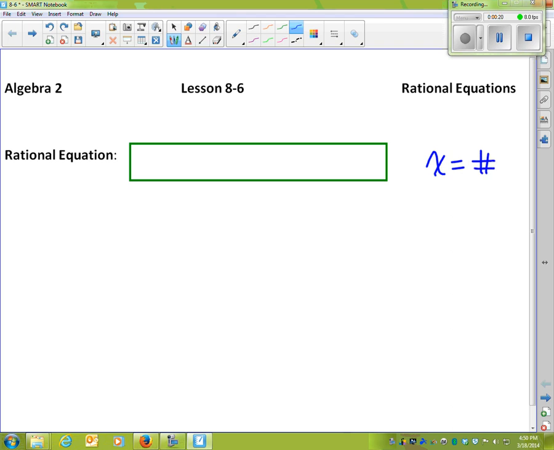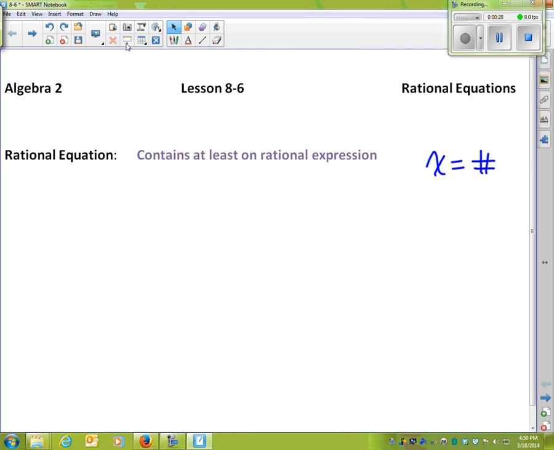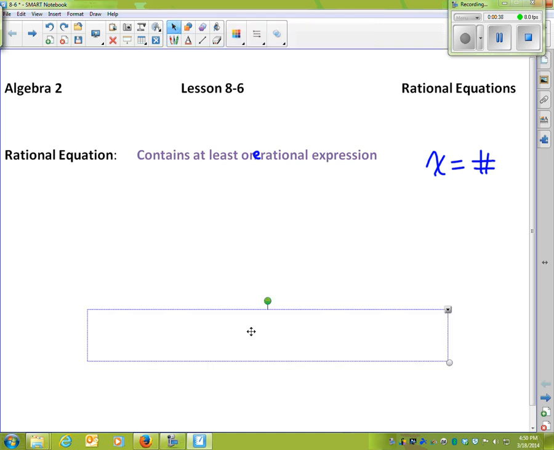In the last two lessons, we were simplifying rational expressions. Now we're solving. A rational equation is one that contains at least one rational expression, an equation that contains at least one fraction.